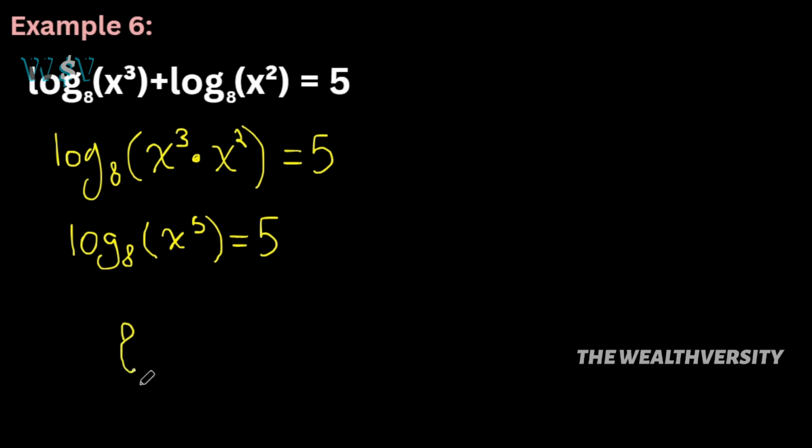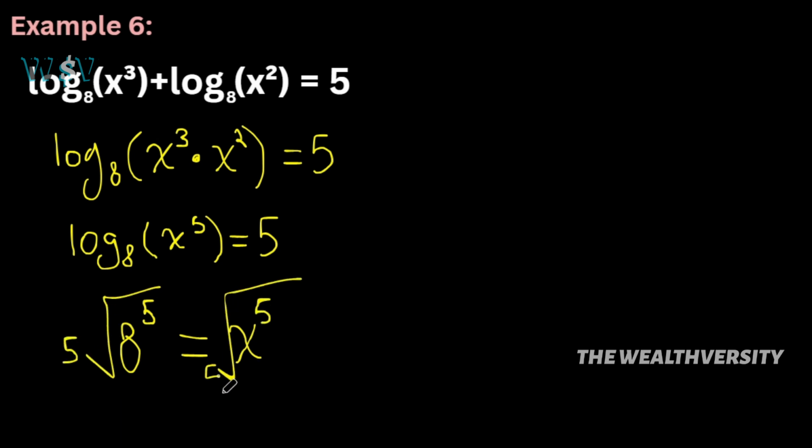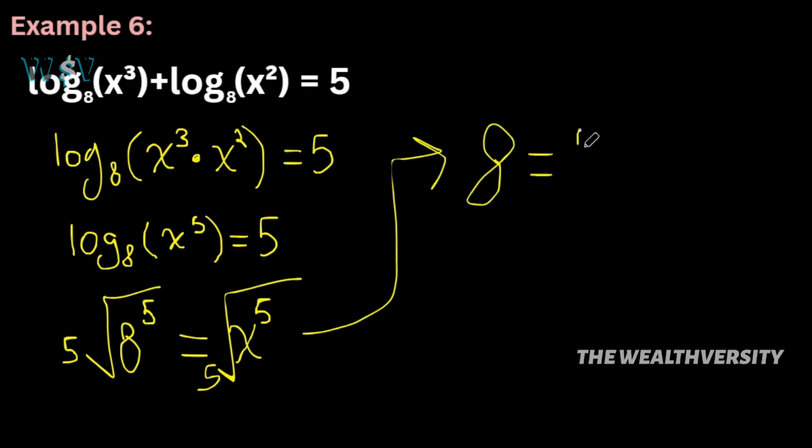Now we can rearrange this to exponent form to find x. 8 is the base, 5 is the power, and x to the power of 5 is the result, so we get 8 to the power of 5 is equal to x to the power of 5. Now we take the fifth root of x to the power of 5 and 8 to the power of 5. We get that x is equal to 8.